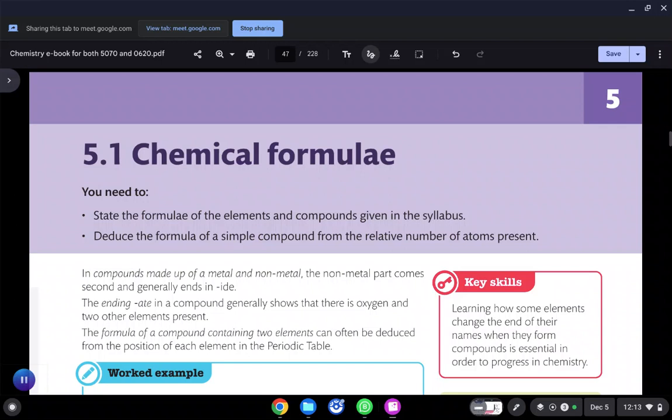It is a rule that if a compound is made up of a metal and a non-metal, the non-metal part comes second. It is a rule, and generally it will end with an IDE ending. It is only in the case when you have two types of atoms, one the non-metal and the other the metal. For example, I have a compound like calcium sulfate. As I said, calcium sulfate, it means there is no IDE ending.